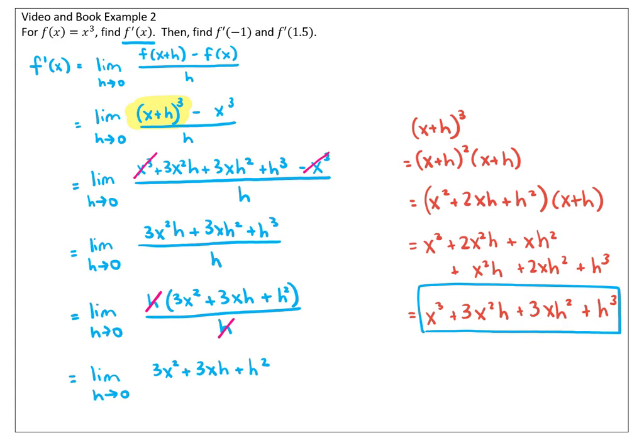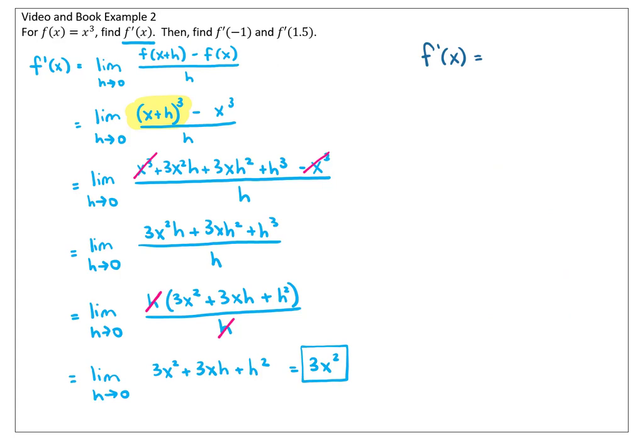And then now that I have a polynomial function, as we find the limit, we can just plug in the values of h. So that would be 3x squared plus 0 plus 0. And so here is f prime of x. I'm going to erase all of my side work just to make room. So f prime of x is 3x squared. Keep in mind that my original function is x cubed, and my derivative is 3x squared.